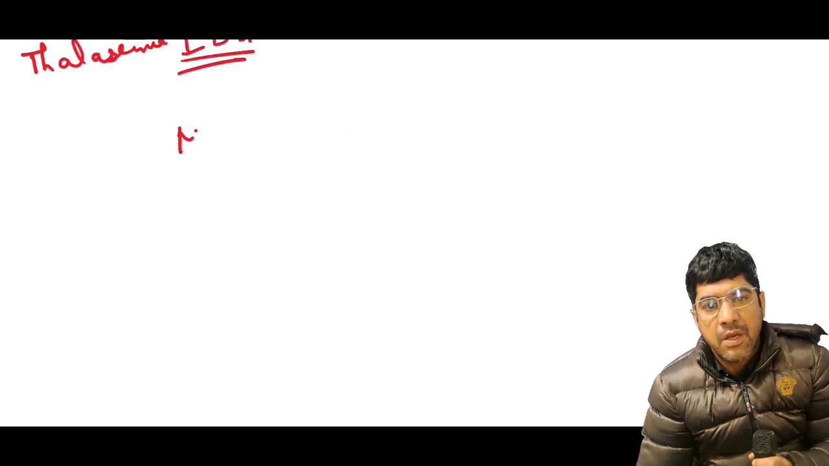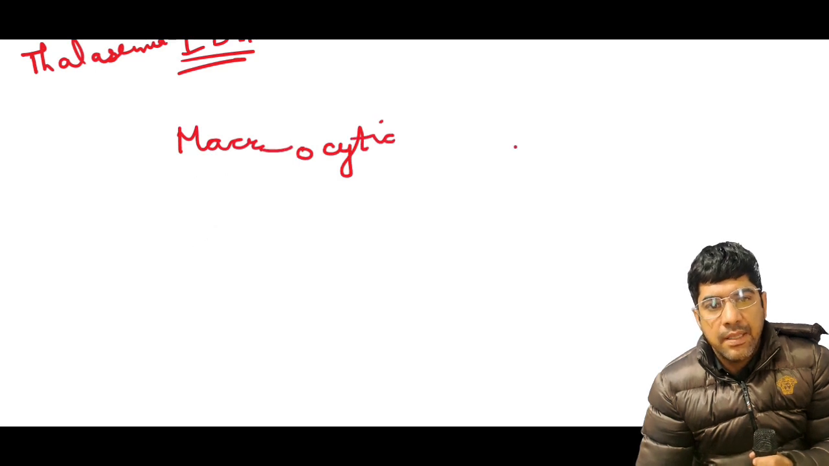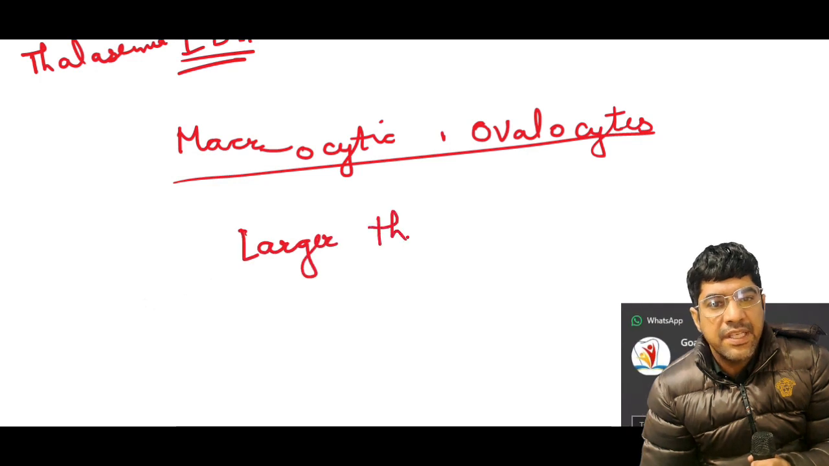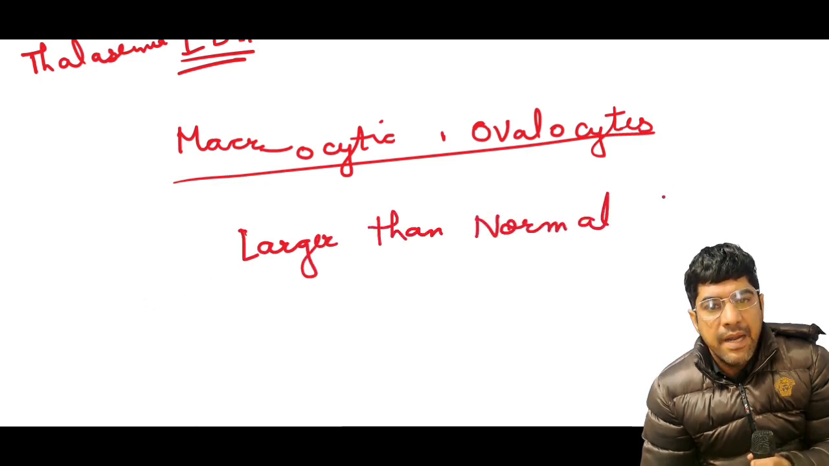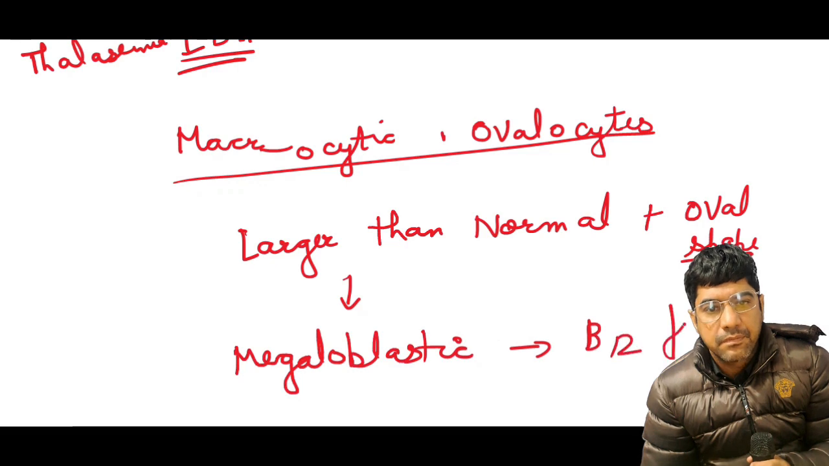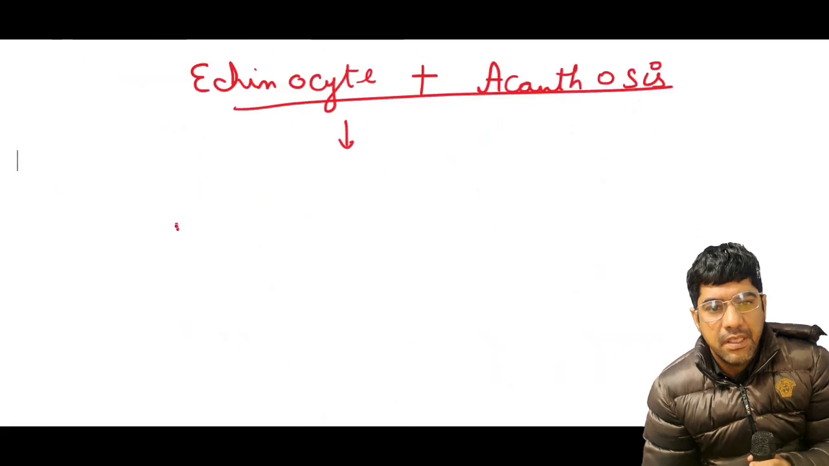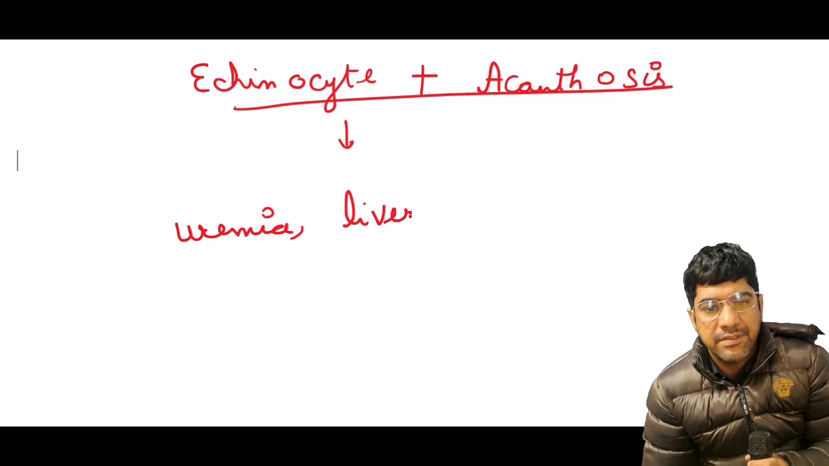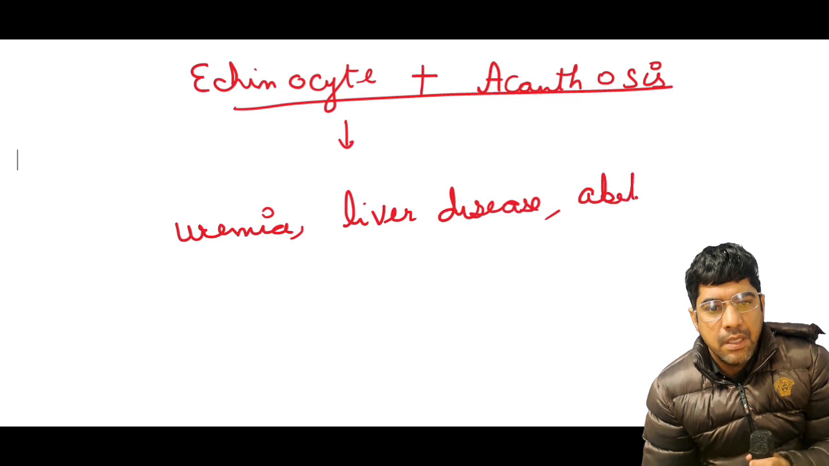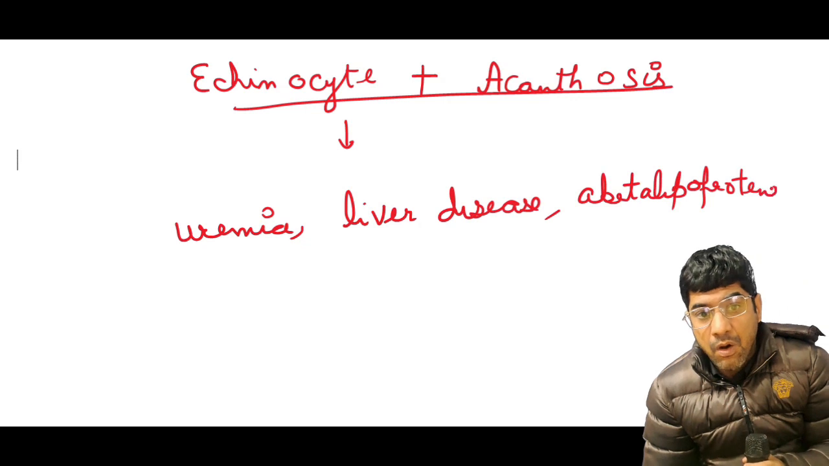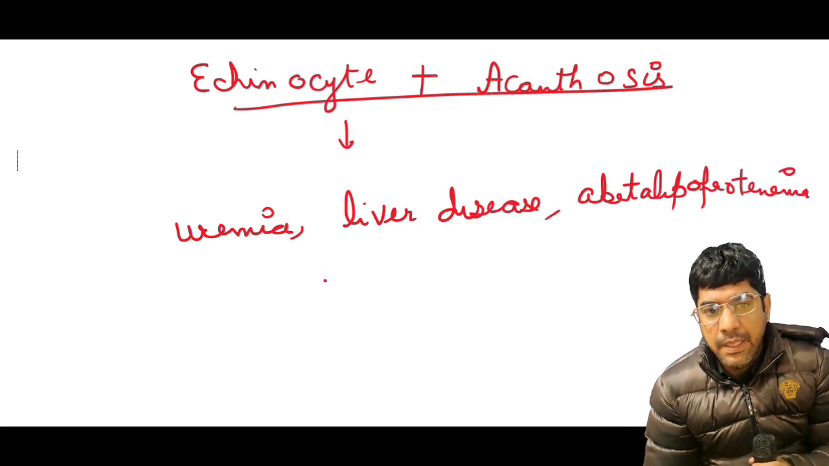Apart from that, you can see macrocytic red cells with ovalocytes, that is, they are larger than normal with an oval shape. They are seen in megaloblastic anemia and B12 or folate deficiency. You can also see burr cells, echinocytes, or acanthocytes, spur cells. Echinocytes exhibit a spiky appearance, while acanthocytes have an irregular spiky appearance. They are seen in conditions like uremia, severe liver disease, or abetalipoproteinemia.